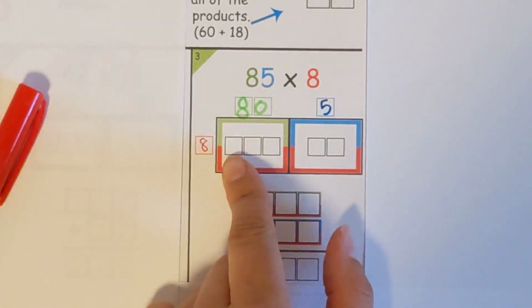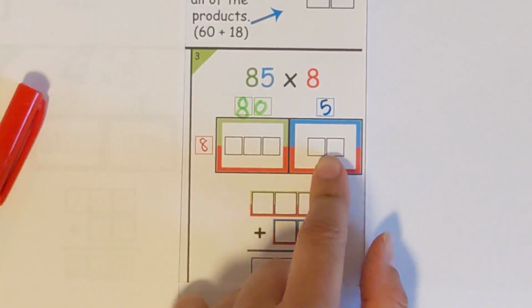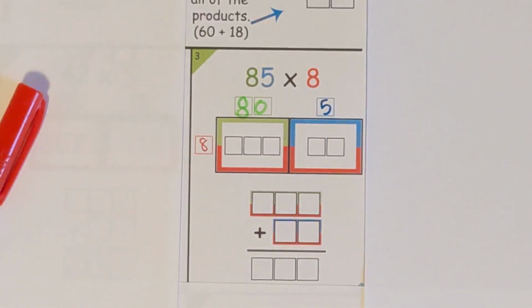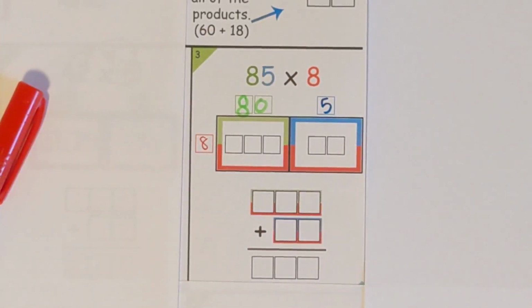In this box, we're going to do 80 times 8, and in this box, we're going to do 5 times 8. Then we're just going to add them together. So if you've done this a few times or you're feeling confident, feel free to pause the video, try this on your own, and then come back and check it with me. Or you can follow along, and we're going to do this right now.